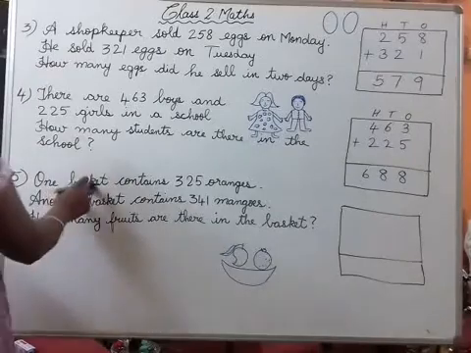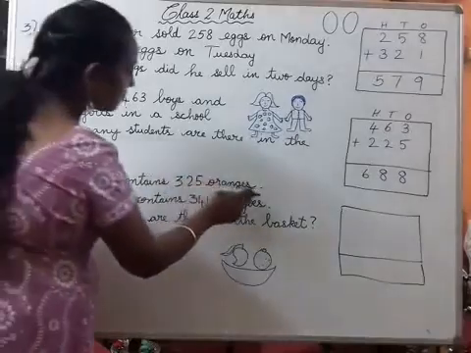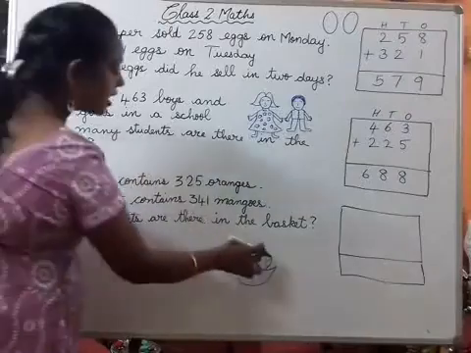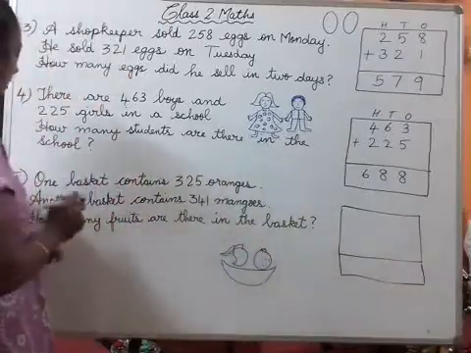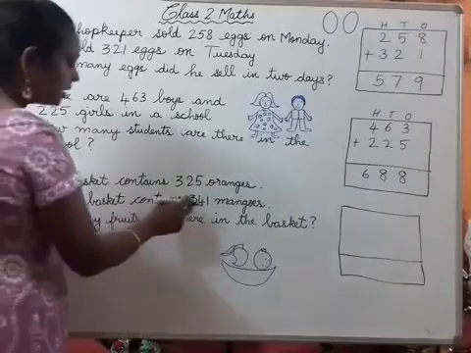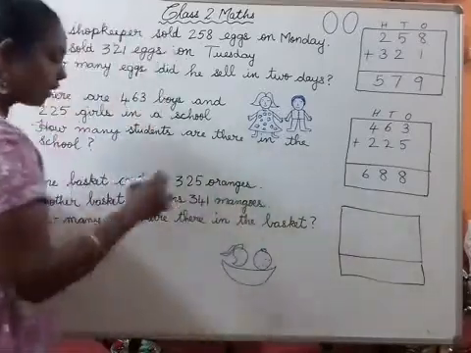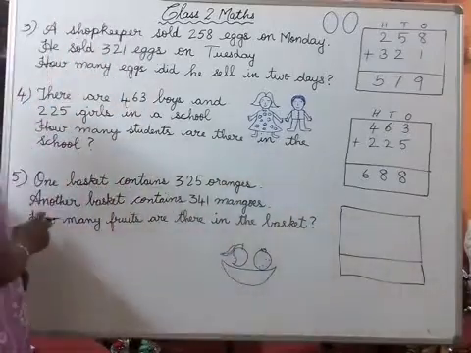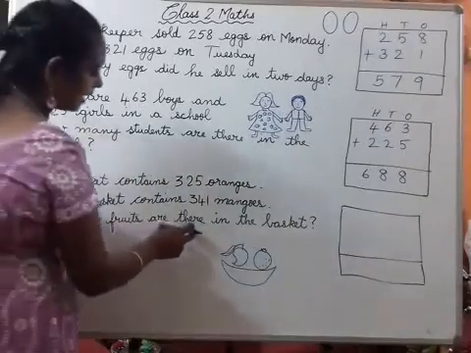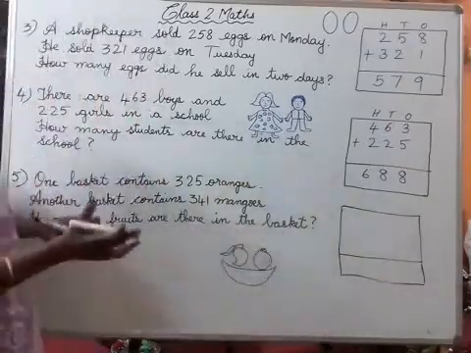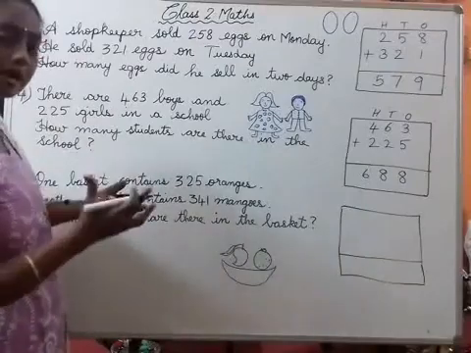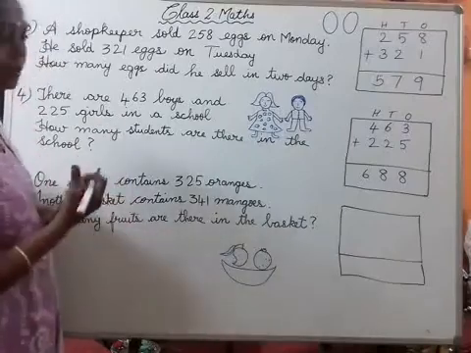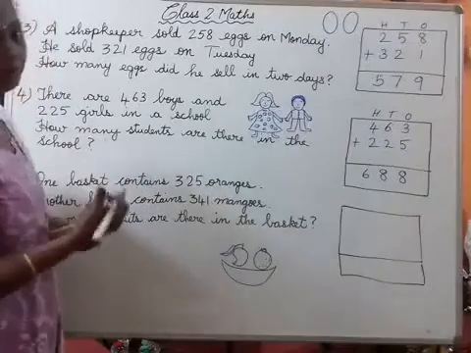Next, we'll proceed to question number 5. One basket contains 325 oranges. एक basket में कितनी oranges है? 325 oranges है. Another basket contains 341 mangoes. एक और basket में 341 mangoes है. How many fruits are there in the basket? एक basket में कितनी fruits है? दोनों को मिला के कितने fruits है? ये कितनी oranges है? कितनी mangoes है?